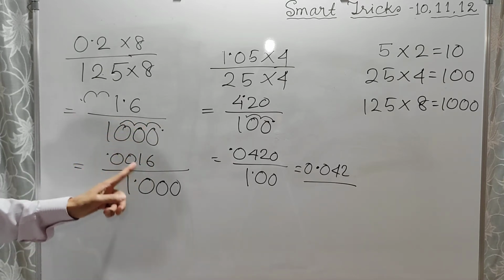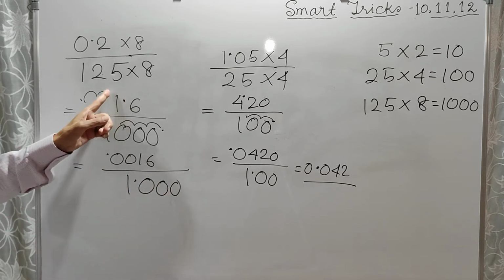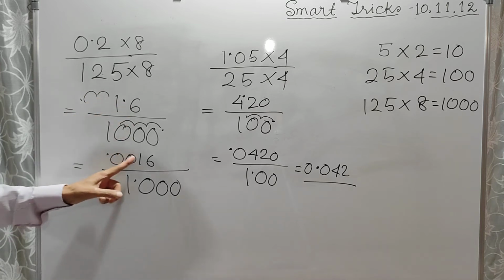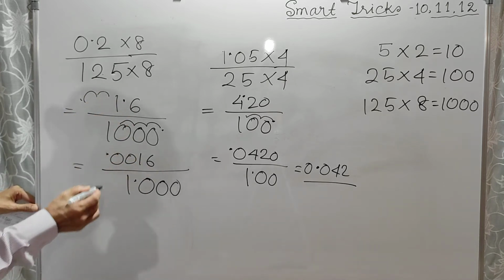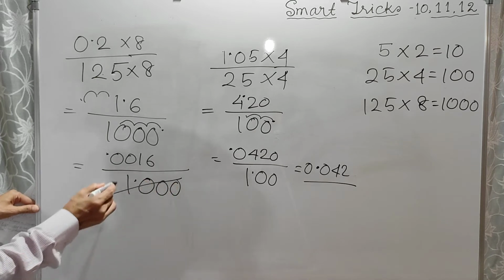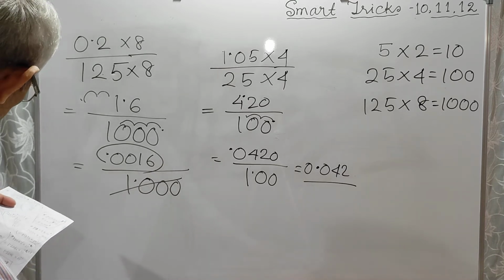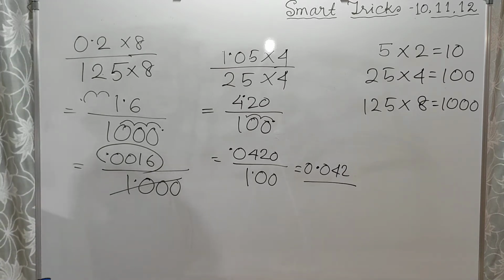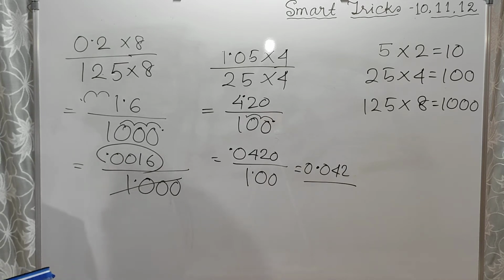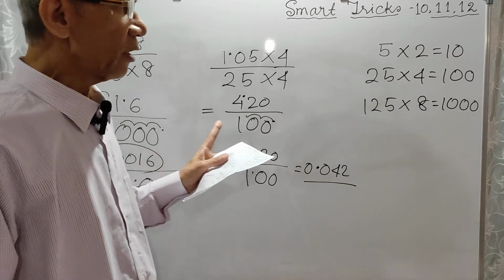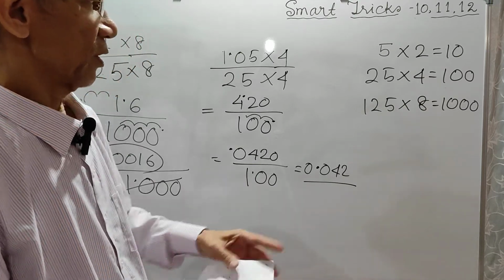So it will become 1.000. Shift the decimal 3 digits to the left. So 1, 2, 3. So 0016, the decimal is here. Now 1.000 means only 1. So the answer is this one, that is 0.0016. All right. Okay, so that is how it is done. So you can avoid long division by using this trick.